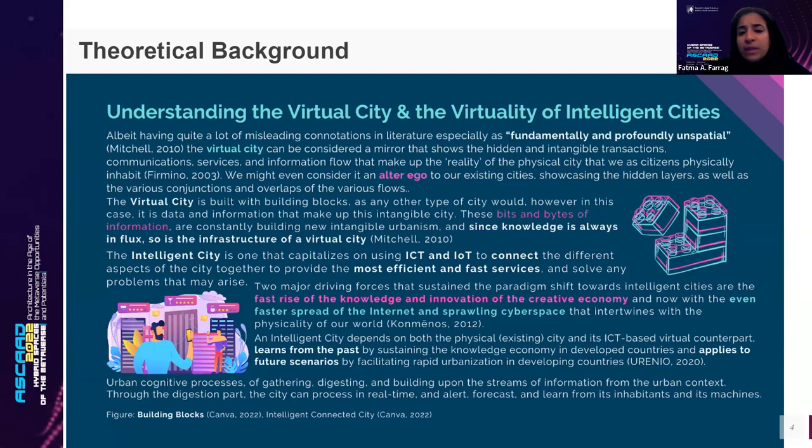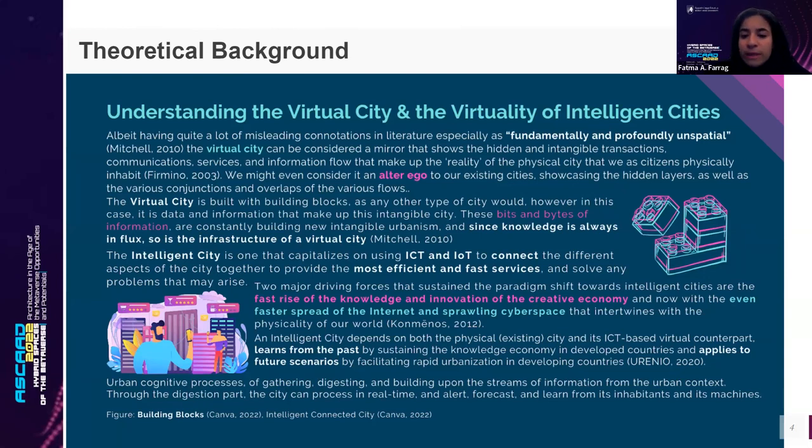As for the intelligent city, it's one that capitalizes on ICT and IoT to connect the different aspects of the city together to provide the most efficient and fast services, plus solve any problems that may arise. The two major driving forces that sustain this paradigm shift towards these intelligent cities are the fast rise of knowledge and innovation of the creative economy, and the faster spread of the internet and sprawling cyberspace that intertwines again with the physicality of our world.